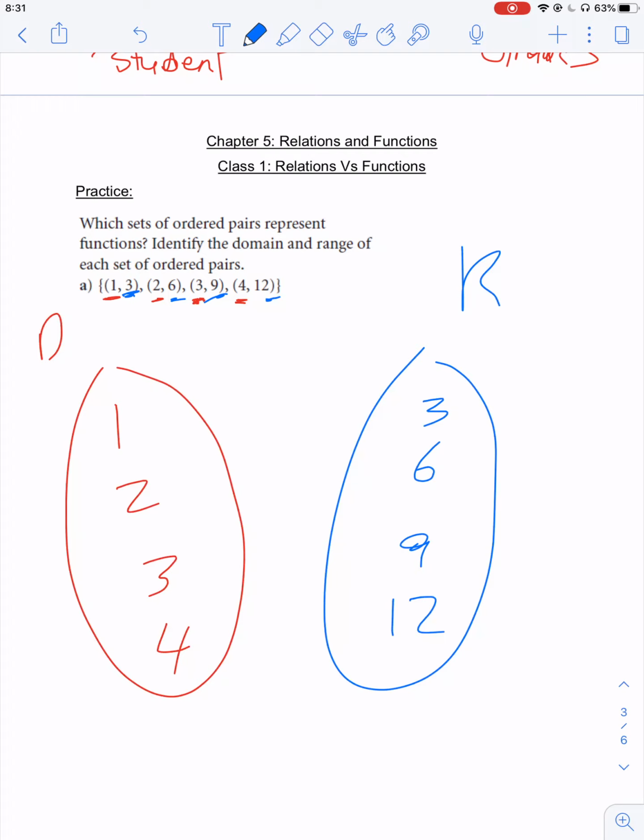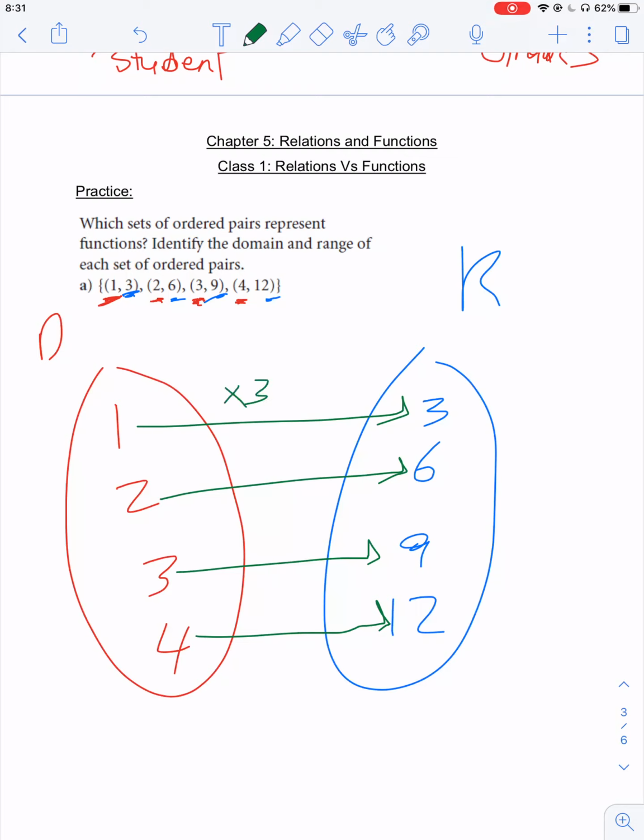And as you can see, you don't see any of the numbers in your domain reappearing, in this question at least. If you want, you can match this stuff. So 1 matches to 3, 2 matches to 6, 3 matches to 9, 4 matches to 12. Now this is a relation. There's a relationship between my set on the left and the set on the right. If you really think about it, the relation is each element in my left set gets multiplied by 3, and that's how you get the values in your second set.